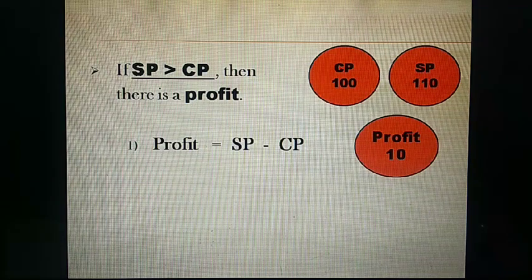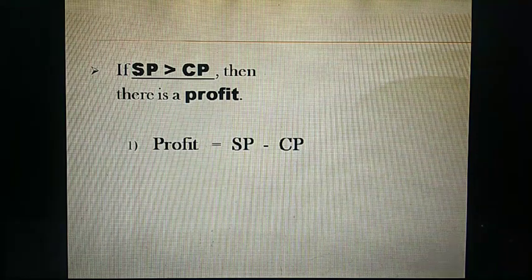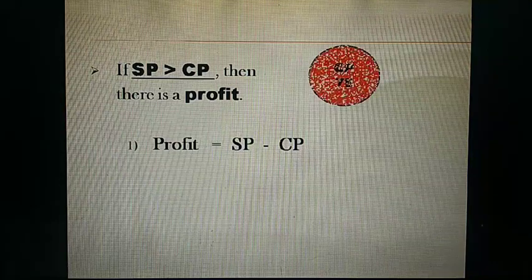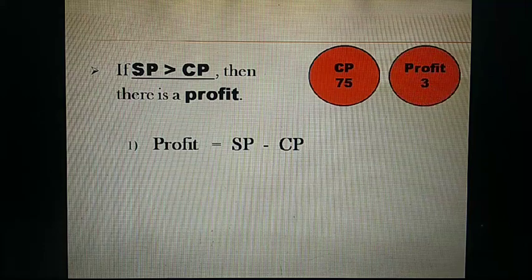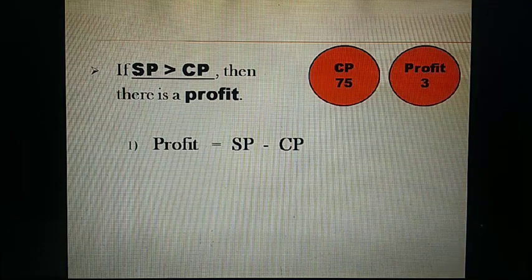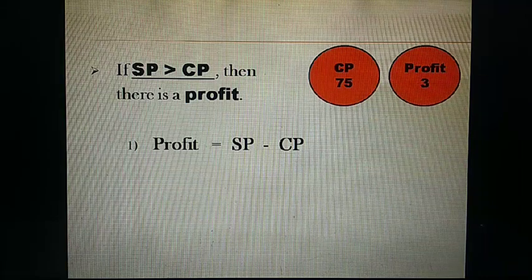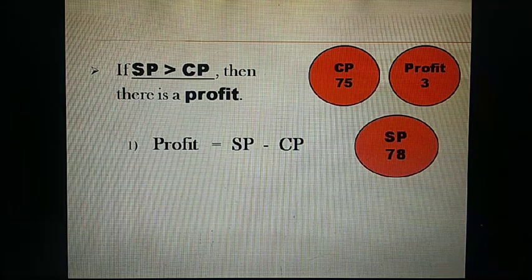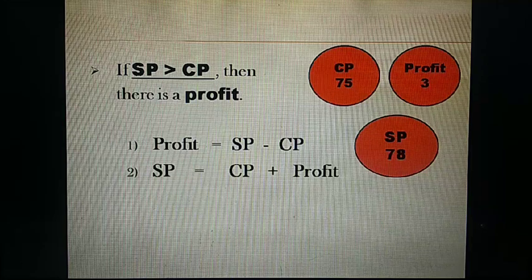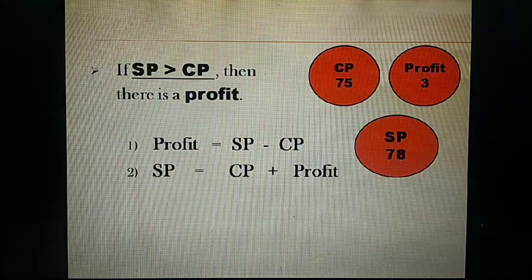Next, let's suppose you are supposed to find the selling price, and the cost price of an item and the profit made is given to you. Then what is the selling price here? Yes, it is 78. How will you get this? By adding both the values given to you. So the formula is SP is equal to CP plus profit.